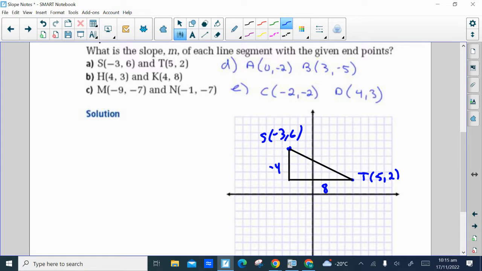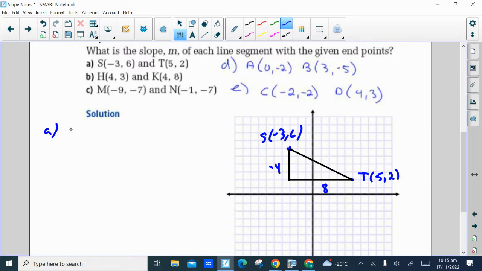So this is what we did yesterday. We have our line, we drew our triangle to go from one point to the other. In this case, if I go from S to T, I'm going to rise downward, so that's a rise of -4, and run to the right, so that's a run of +8. If you went from T to S, you'd have to run to the left, which is a -8 run, but you'd rise positively, you'd rise up 4 units. Either way, one of them is negative, which will give you a negative slope.